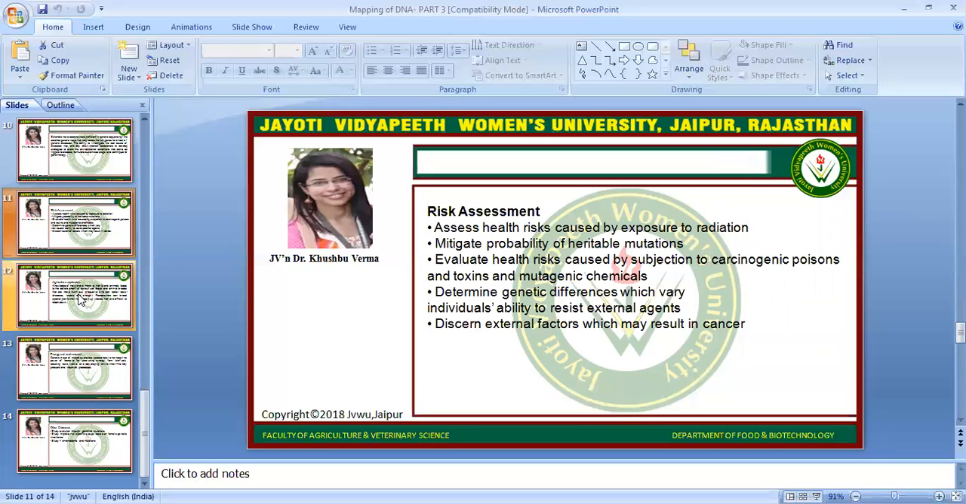Now we will discuss risk assessment. It assesses health risk caused by exposure to radiation. It mitigates the probability of heritable mutations. It evaluates the health risk caused by exposure to carcinogenic poisons and toxins and mutagenic chemicals. It determines genetic differences which vary an individual's ability to resist external agents. This concerns external factors which may result in cancer.